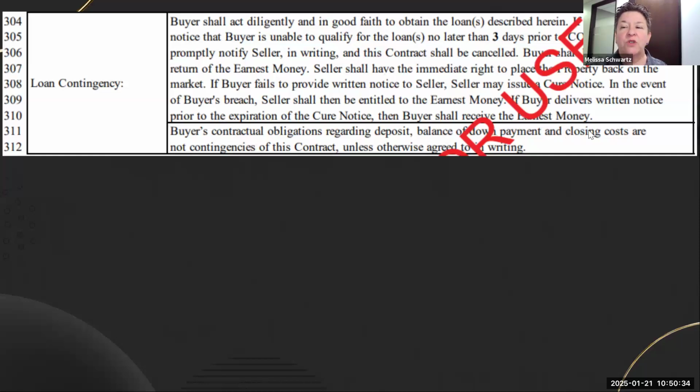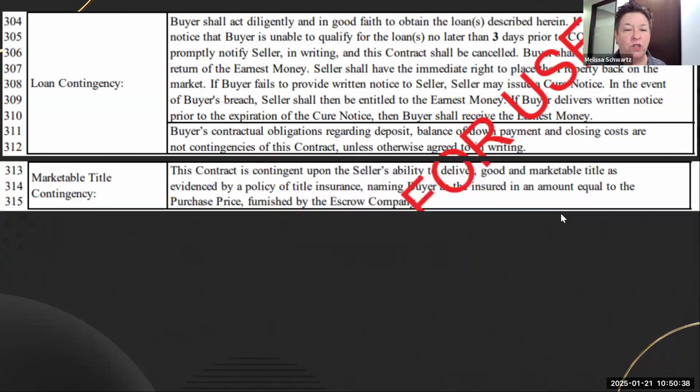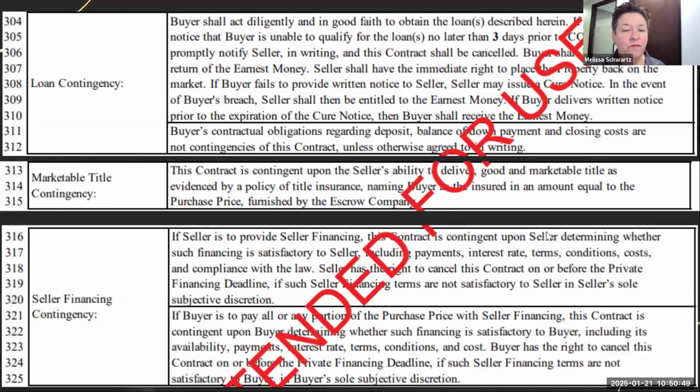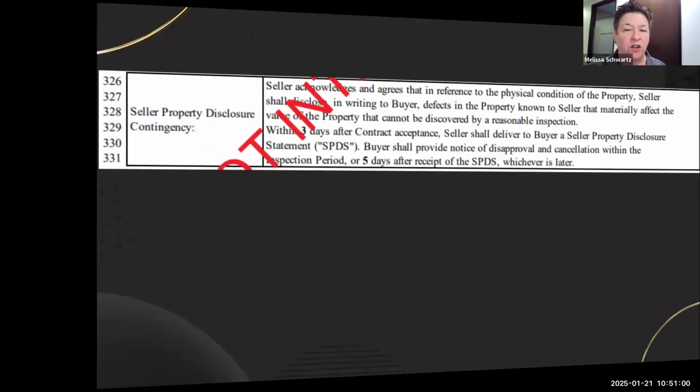Okay. Buyer has to work in due diligence. This is no difference, right? This is very similar to what we currently have. Seller is saying that it's contingent on seller's ability to deliver marketable title. Seller financing. This is the seller financing contingency, basically saying that this has to be written outside of this, that the seller is not going to detail this on here.